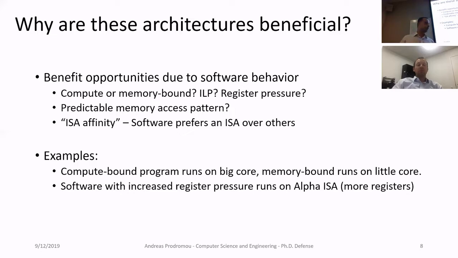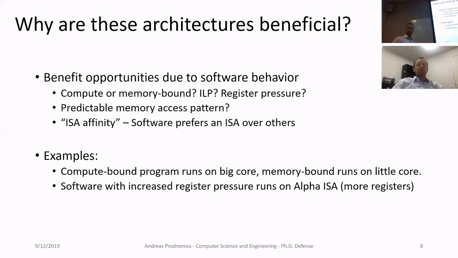Just to give an example, we can have a compute-bound program on a big core, where it's going to utilize all the available resources and run very fast. At the same time, we can assign a memory-bound program to a small, low-performance core. Since this program is going to spend most of its time idle waiting for memory, we don't really lose performance and we save on power consumption.